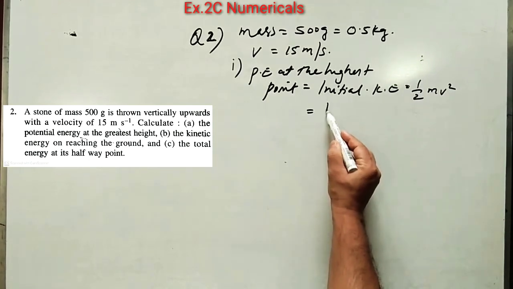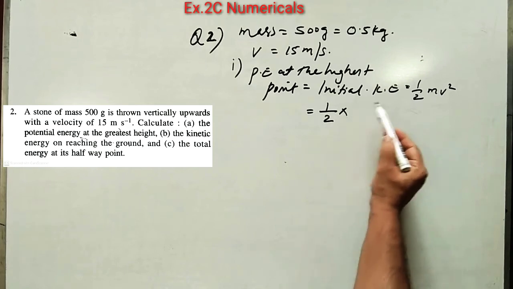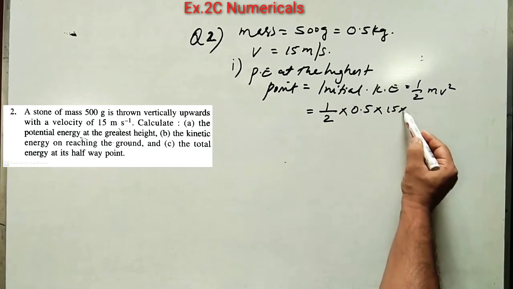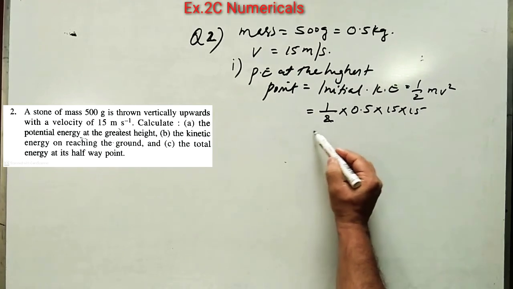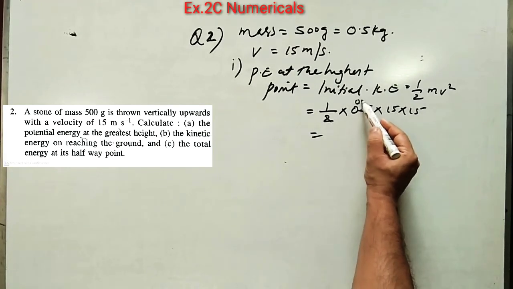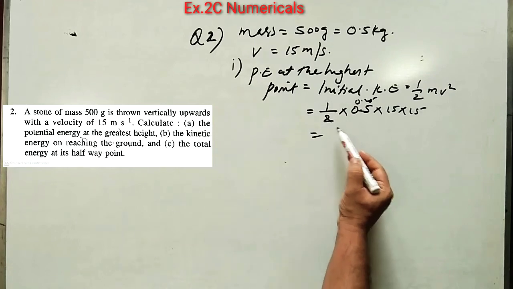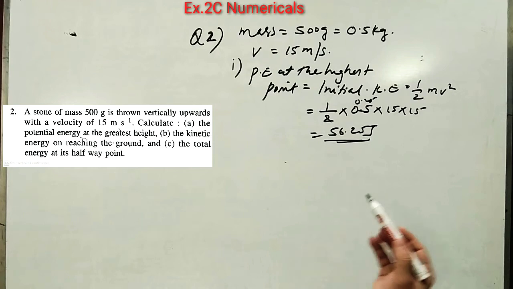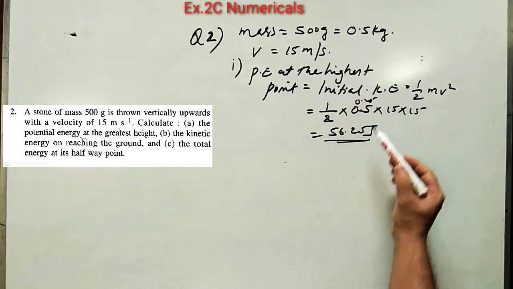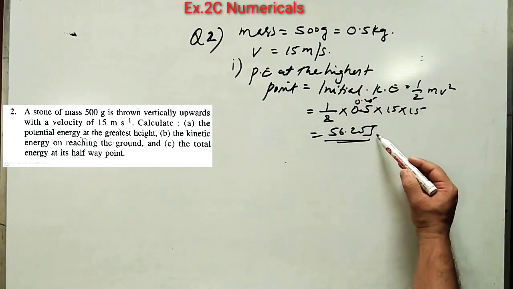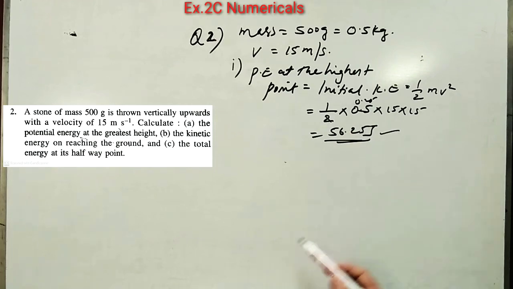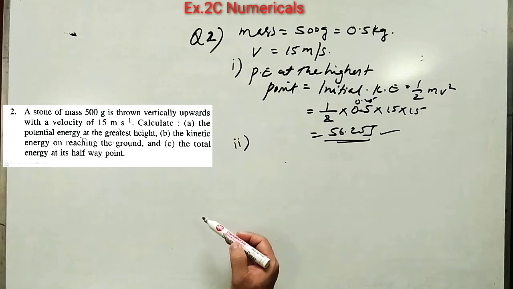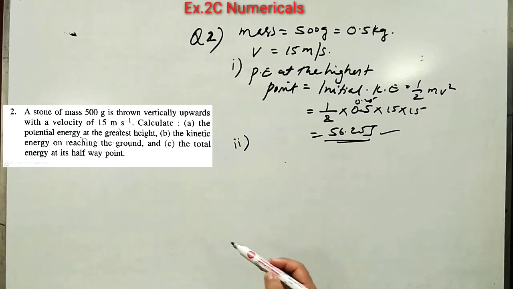That's equal to half mv square. So we can calculate the initial kinetic energy. 1 by 2 into mass, which is 0.5, into v square, 15 into 15. On solving we get 56.25 joule. So this is the potential energy at the highest point, which is equal to the initial kinetic energy imparted. Clear? Okay.